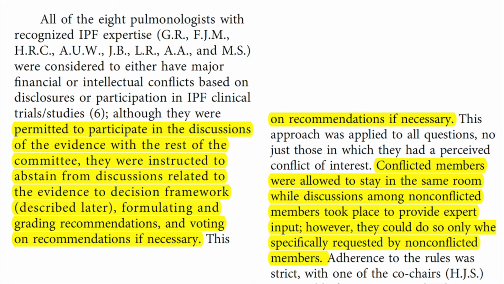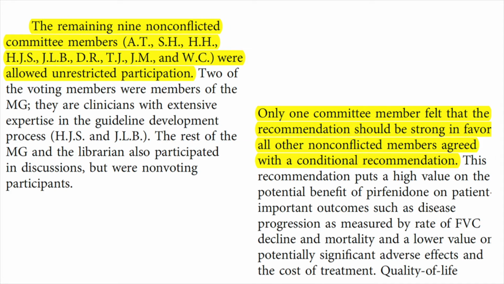So there were 8 pulmonologists who had conflicts of interest, but obviously when you develop a guideline, you want the right people to participate in that guideline. So these 8 pulmonologists with conflicts of interest, because they had been conducting trials and so on, participated. They were allowed to stay in the room during the discussion, but they were not allowed to participate in the actual judgments. So the remaining 9 non-conflicted members were then informed by these pulmonologists, but they made the judgments and the recommendations by themselves.